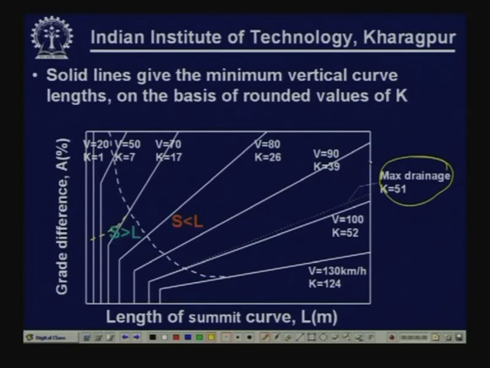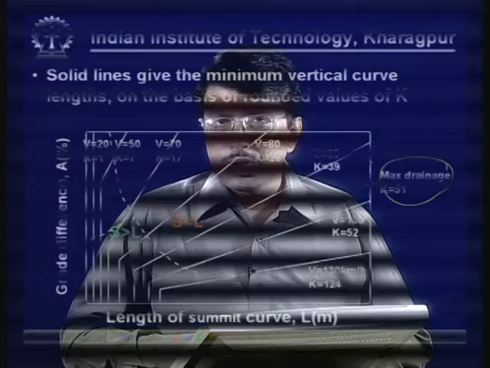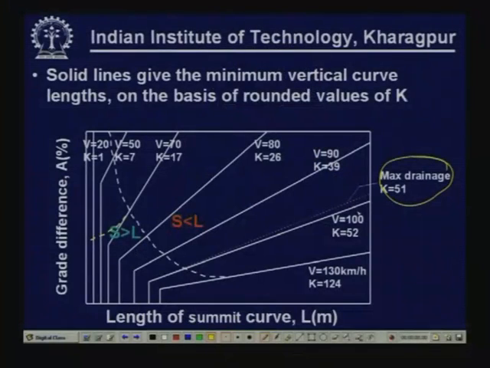So, maximum value of k for drainage is 51. If it is more than 51, that means the grade is much flatter, or grade in general is flatter than what is required from a drainage point of view. Look at this exhibit again, to the right side of this dotted line. This whole area, v equal to 100, 130, all represent k value more than 51.